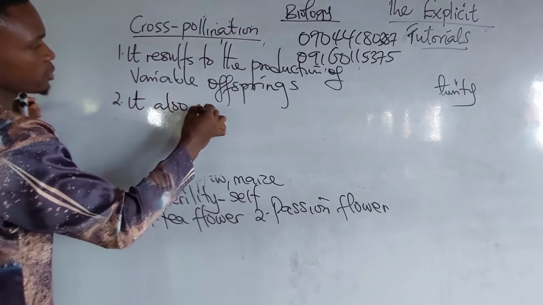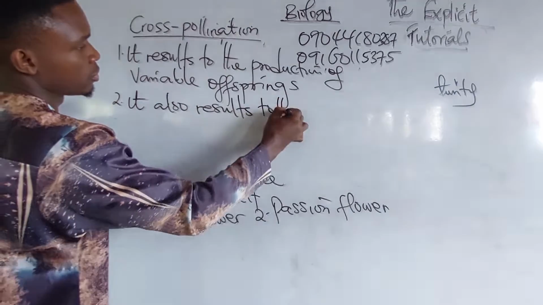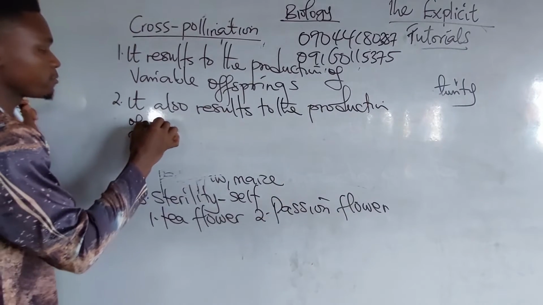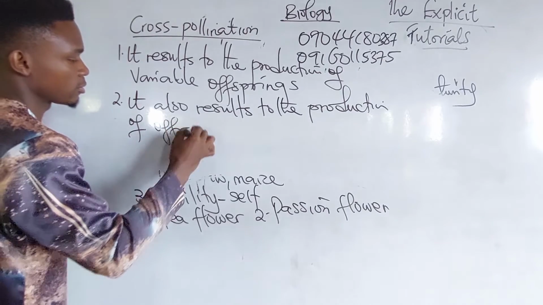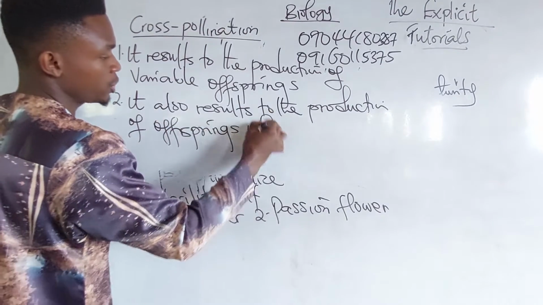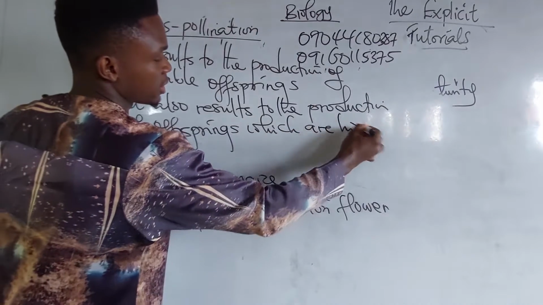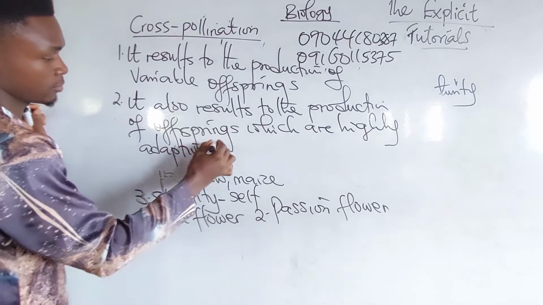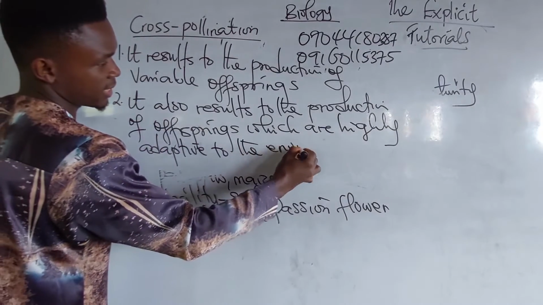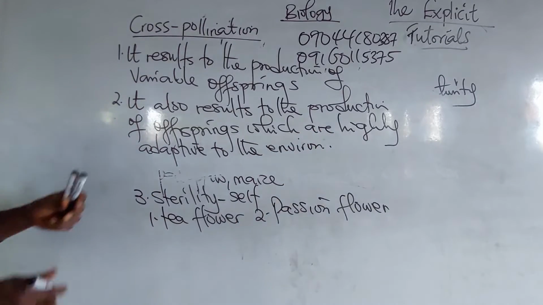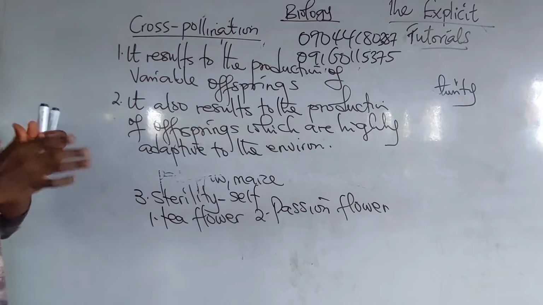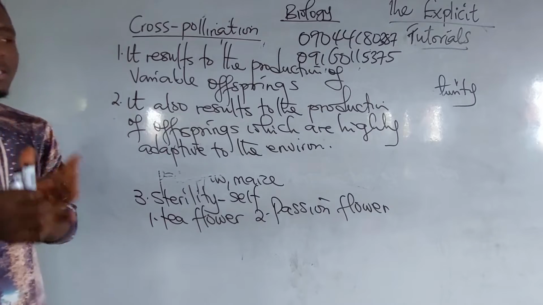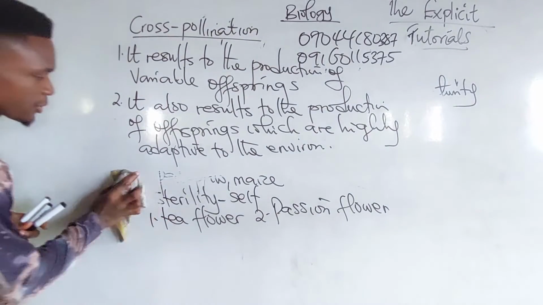Two, it also results in the production of offsprings which are highly adaptive to the environment. So it results in the production of offsprings which have the ability to withstand or tolerate extreme changes in their environment.